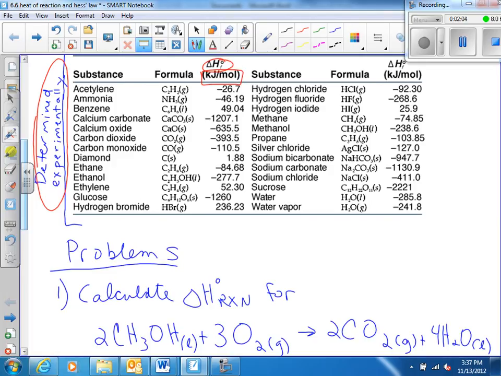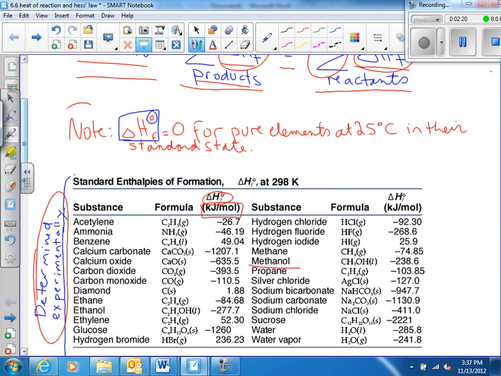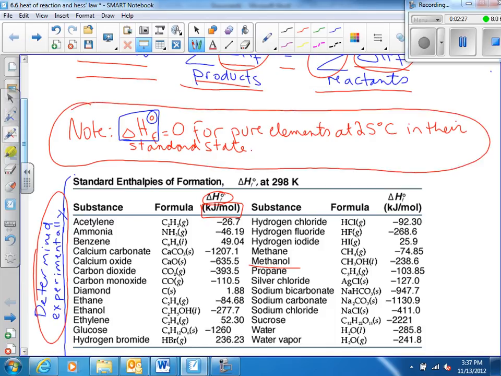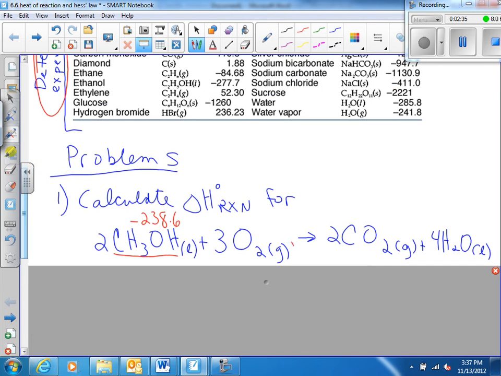So here we go. We've got our methanol, CH3OH. We look that up right here. We see that is negative 238.6, and that's kilojoules per mole. Oxygen is not in our table. Why not? Because of this note right here: pure elements have a heat of formation of 0 if the pure element is at 25 degrees Celsius in its standard state. Well, oxygen at 25 degrees Celsius is indeed a gas, so this is the standard state of oxygen. So this has a standard heat of formation of 0.